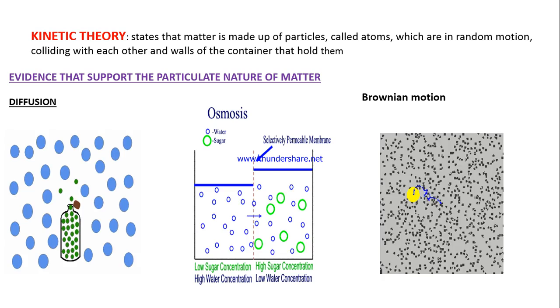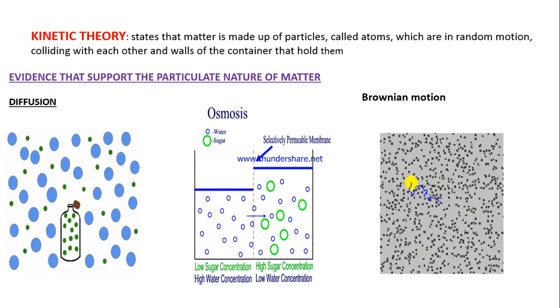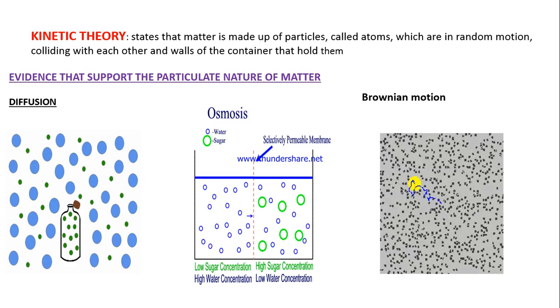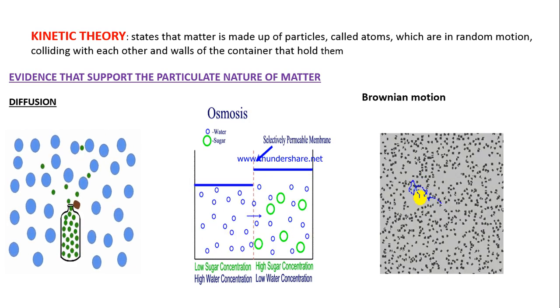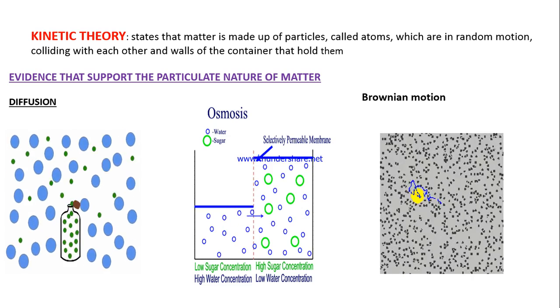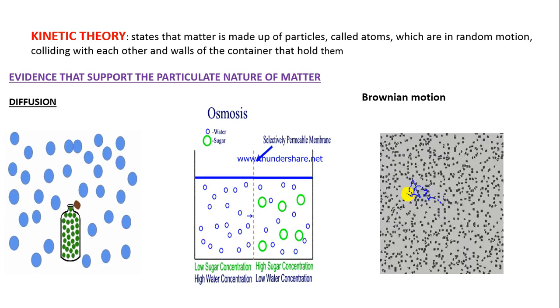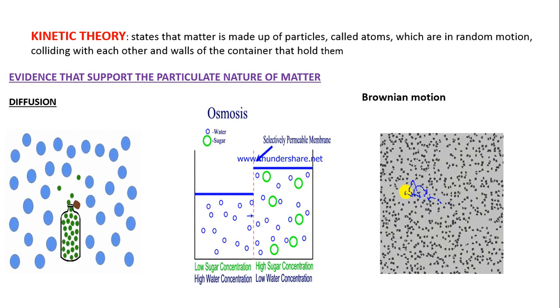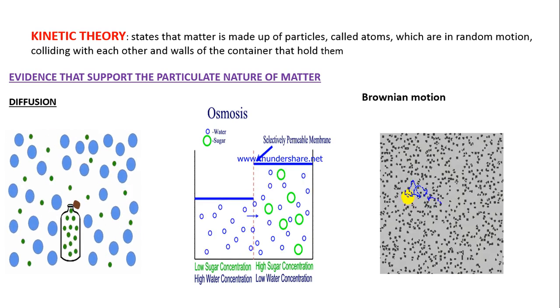Diffusion simply states that particles move from an area where they are in high concentration to an area where they are in low concentration. When we open a bottle of perfume, the particles of perfume get out and mix with the air molecules, and eventually everywhere begins smelling of perfume. So that's diffusion, and it's very much explained in terms of gases and liquids, not so much solids.